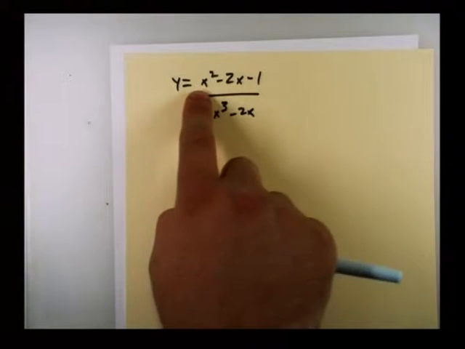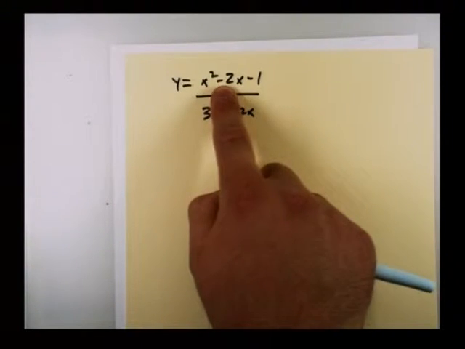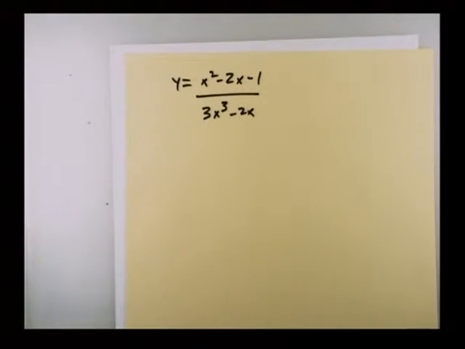Same thing on top. X squared takes over. The x squared value is going to be way more than 2 times x, way more than minus 1. So those largest exponents take over. So what I'm going to show you is the factoring method to find horizontal asymptotes.